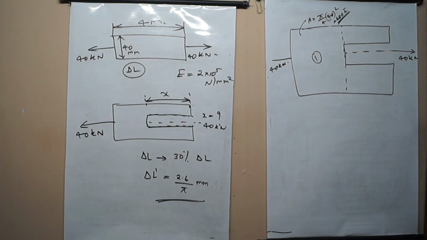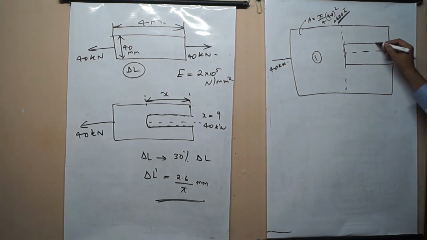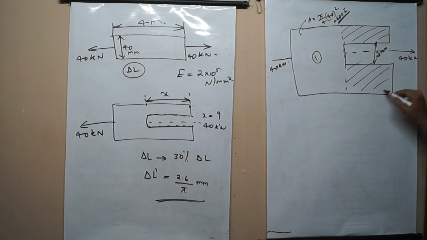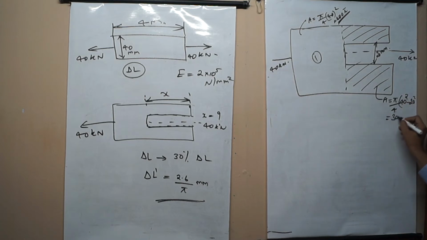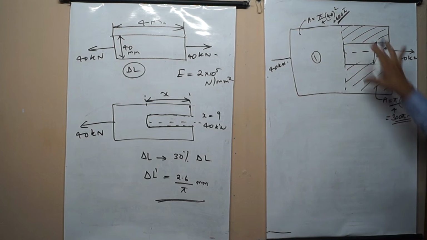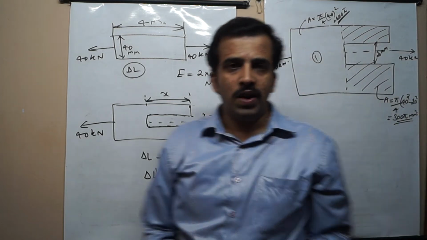That much mm square. For this part, what is the area? It is given the diameter of the hole is 20 mm. So area of this solid part is equal to pi by 4 into 40 square minus 20 square, that is equal to 300 pi mm square. So now we know the area of this solid part and this hollow part. What is toughness?